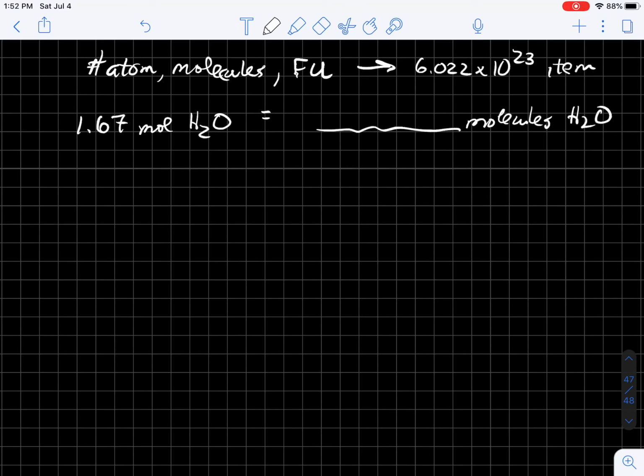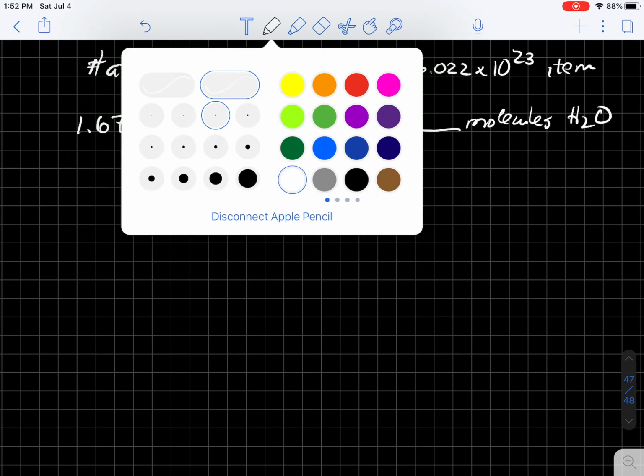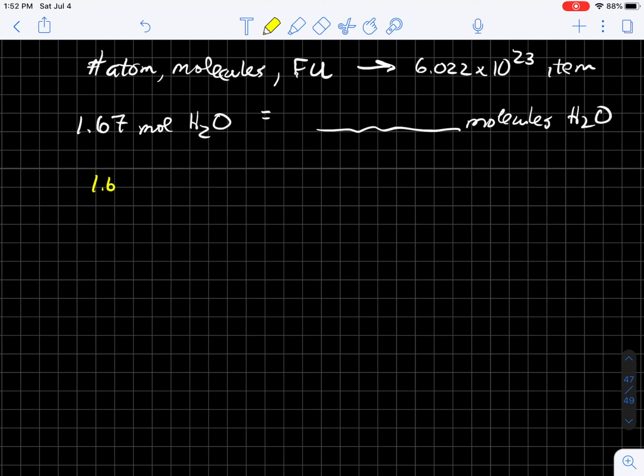So how many atoms is a mole? 6.022 times 10 to the 23rd. But they're not asking for a mole, they're asking for 1.67 moles. So we know we just have to take that number, Avogadro's number, and multiply it by 1.67. But here's how the technique looks. Again, start with what they give you.